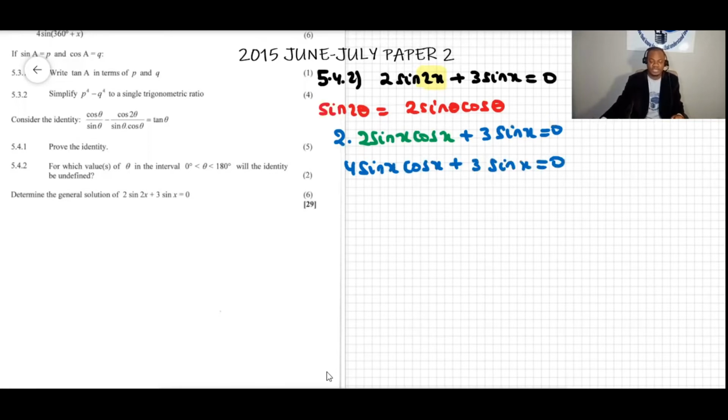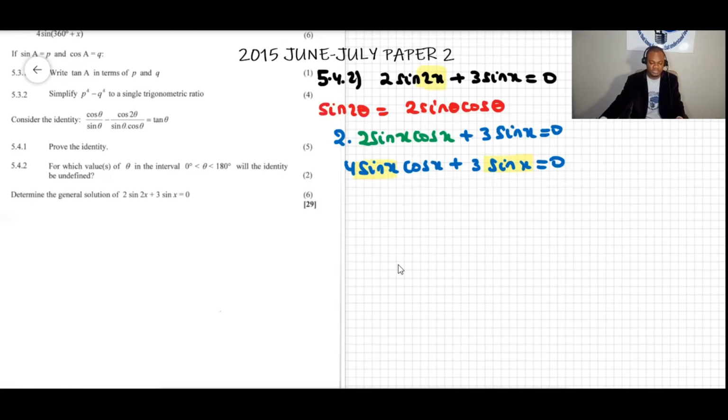Now, the fact that we have sine x over here and then sine x over there, first of all, notice that we have two terms. Terms are separated by the sign plus or minus. This is a product, so the products here all form one term, and this also forms one term. Because we have two terms and each term has sine x, we can take sine x as a common factor.